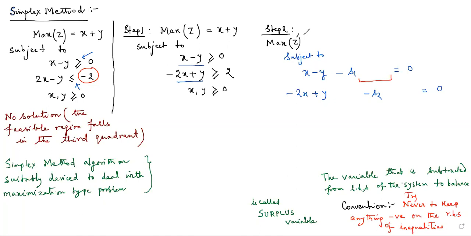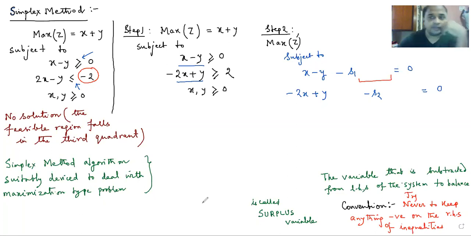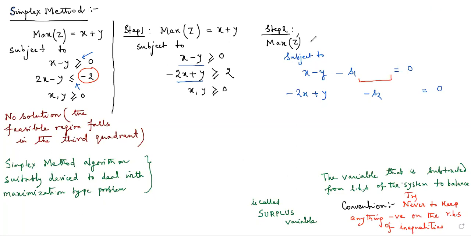In Z, only original variables are present. In Z prime, some new variables are also present. So they are structurally different. Okay. Now, we are going to introduce the surplus variable in the new objective function. So x plus y will remain the same.